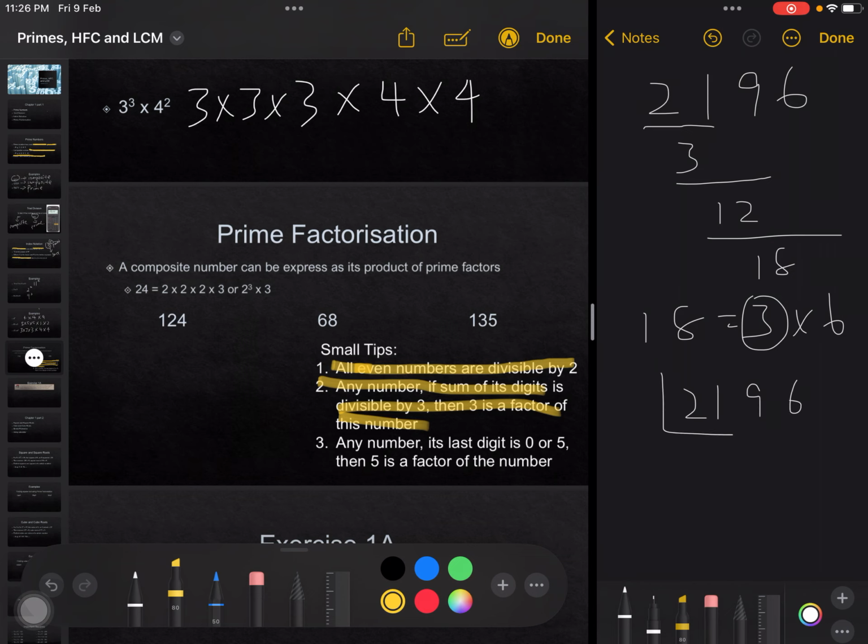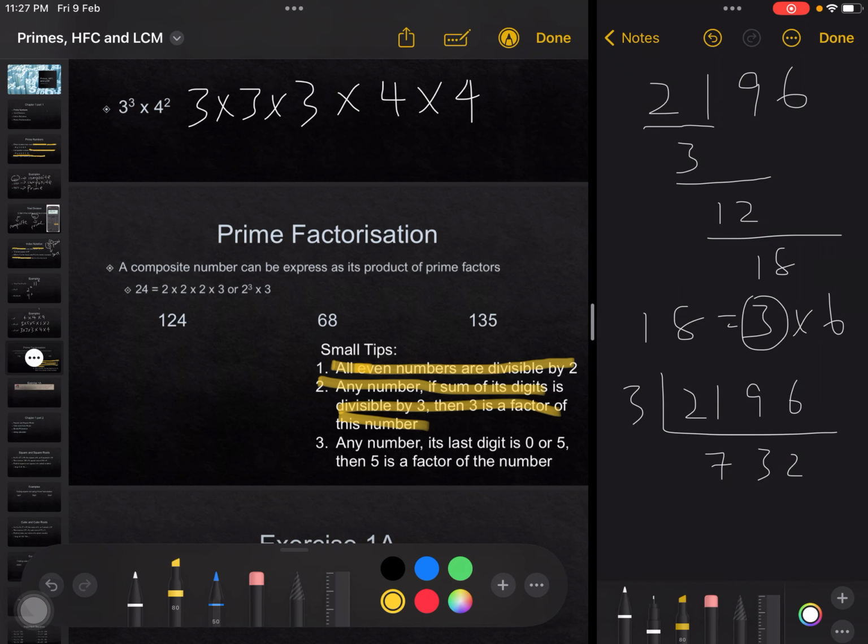Next, just double check. Okay, so 21 divided by 3, I have 7. 9 divided by 3, I have 3. And then 6 divided by 3, I have 2. Alright? Yeah, so it's proven that 3 is a factor of 2196. So that's how you check whether a number has 3 as its factor. Okay?